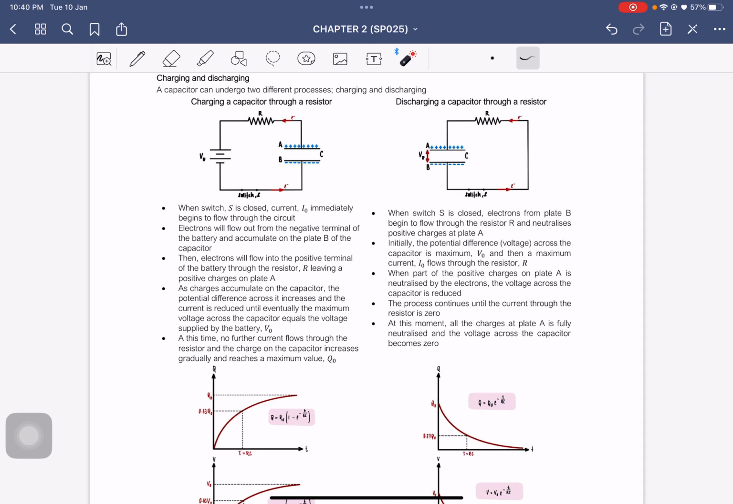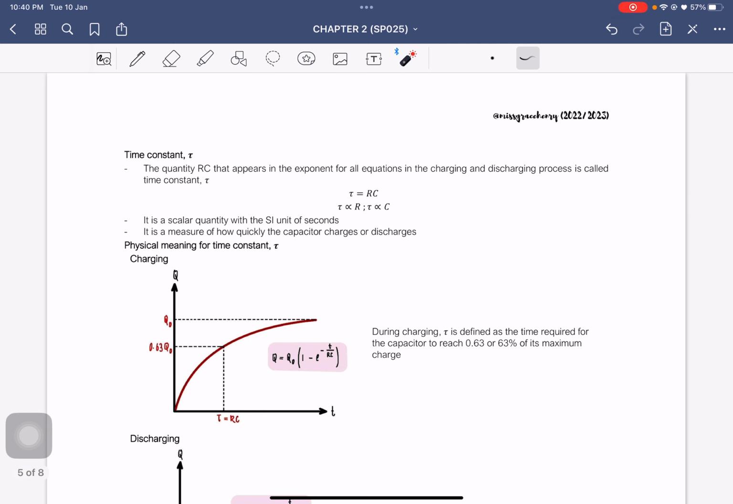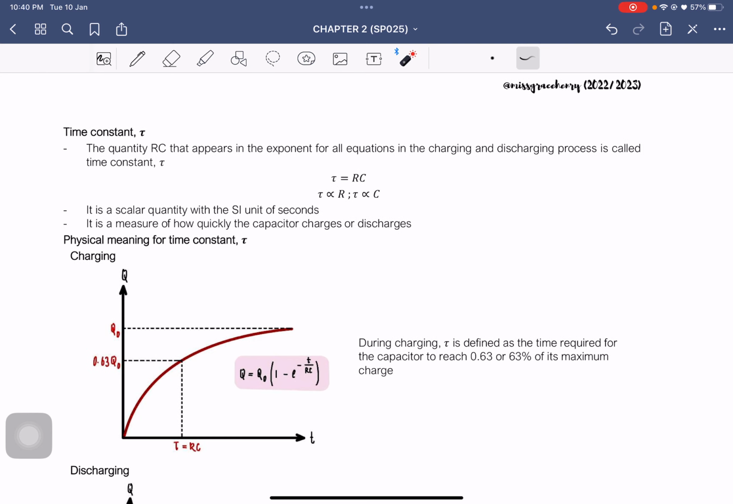What you need to know is it's just basically these two part of the theory lah. Okay, so the calculation part is this bit here. Time constant, which is with the symbol tau, is basically the quantity of the product of resistor times the capacitance that appears in the exponent for all equations in the charging and discharging process is what we call as time constant. Okay, if that is too confusing, the formula is just this.